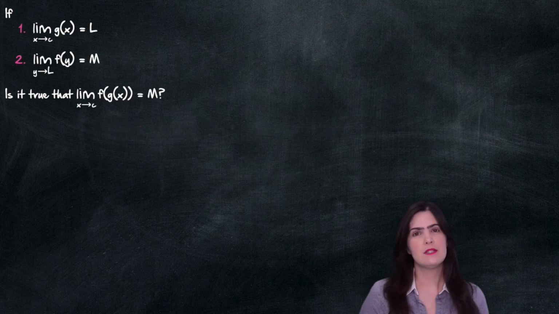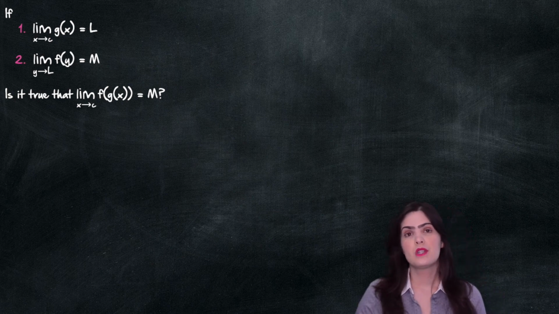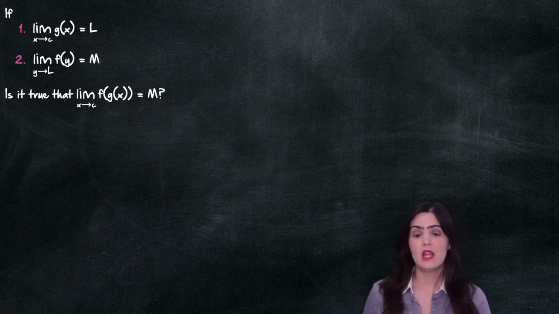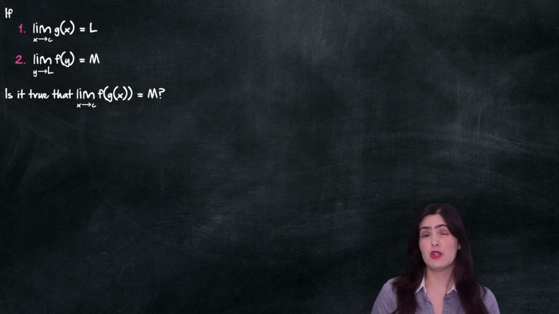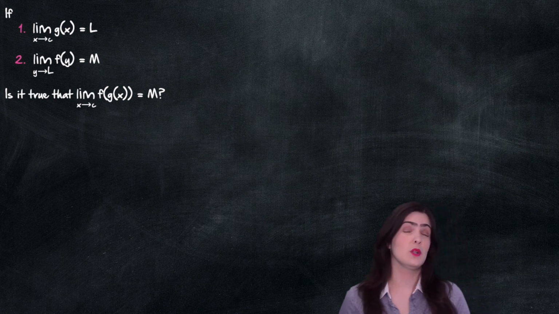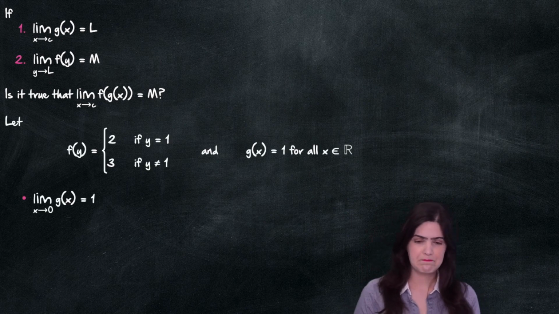My first question is the following. If I know that as x approaches c, g of x approaches L, and if I know that the limit as y approaches L of f of y is equal to m, can I say that the limit as x approaches c of f of g of x is equal to m? Let's take an example. Let's see what happens.